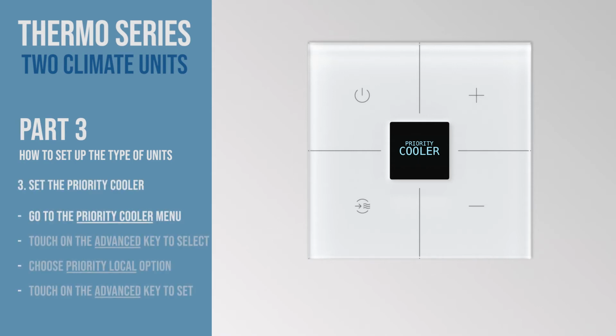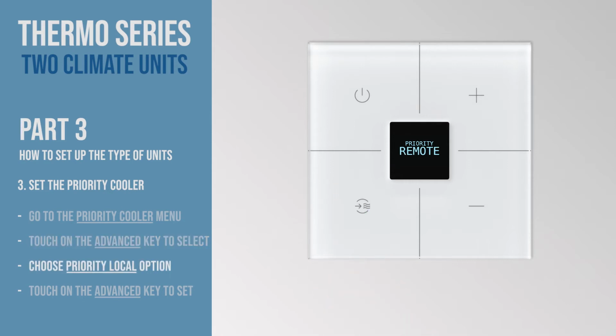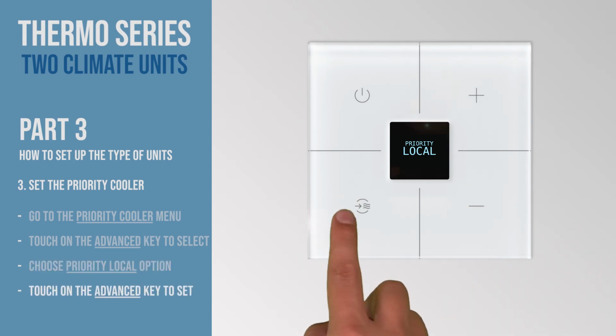Let's do the same on the priority cooler menu. Touch on the advanced key to select, and again, let's choose the priority local option. Touch on the advanced key to set.